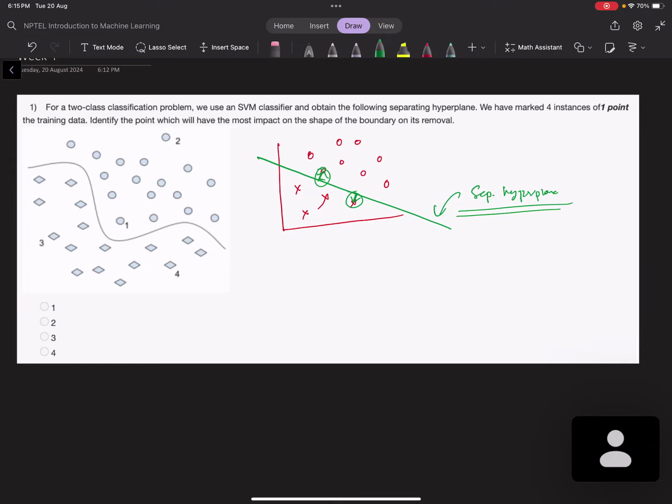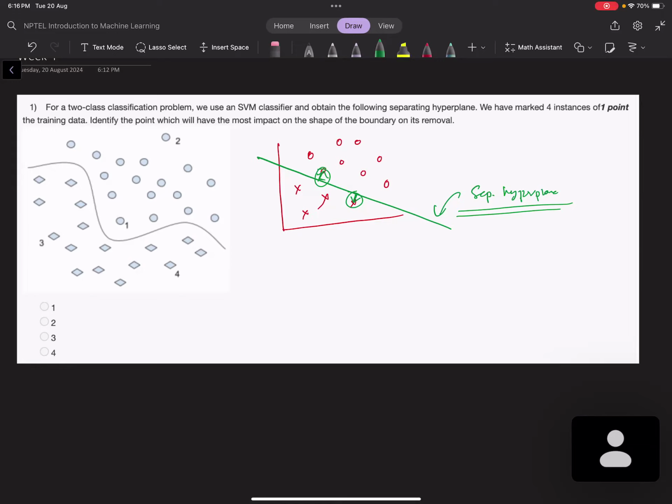The question now is: for a 2-class classification problem, we use an SVM classifier and obtain the following separating hyperplane. We have marked 4 instances of training data. Identify the point which will have the most impact on the shape of the boundary on its removal. The answer I'm getting is 1. Anyone else? Yeah, 1.